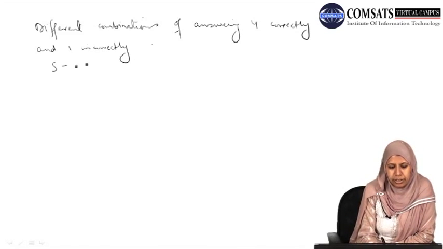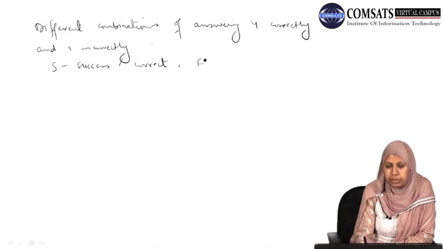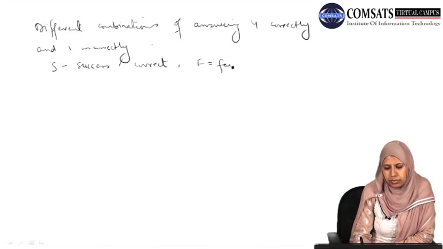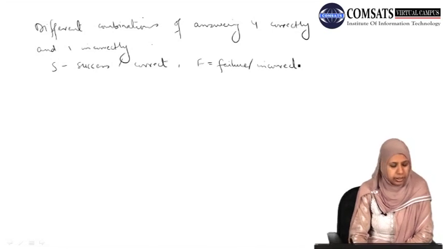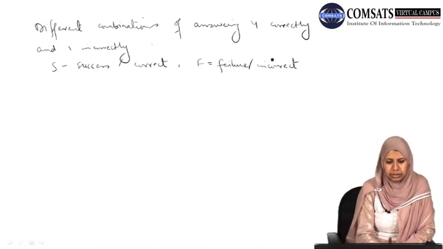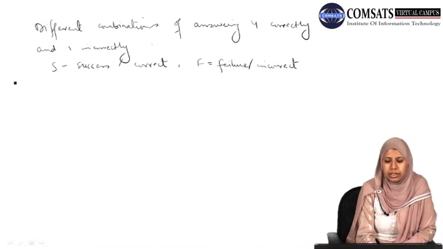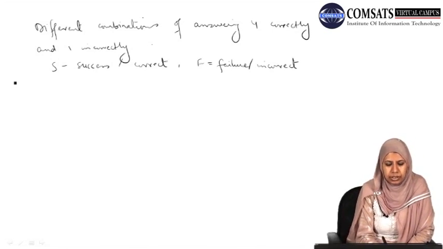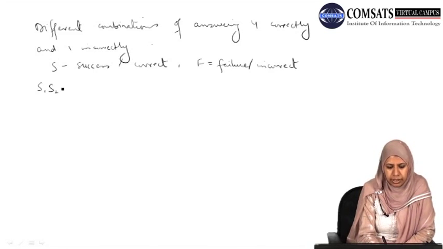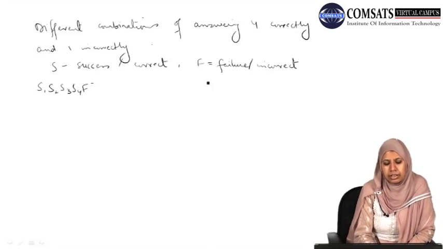Then if we define S as our success, that is the answer provided is correct, and we define capital F as our failure, that is the answer provided is incorrect, then the possible combinations that a student has answered exactly 4 questions correct will be, if he has answered first question correct, second, third, fourth, and the answer of the 5th question as incorrect.